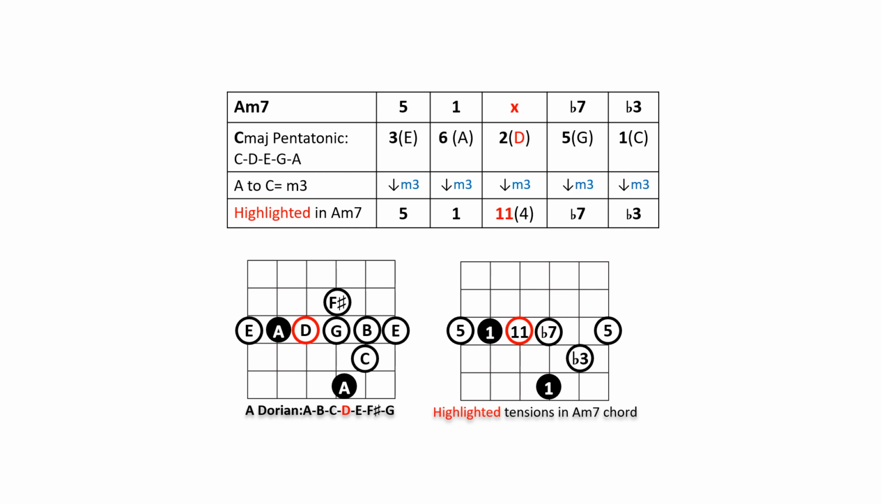When superimposing the relative C major pentatonic over A minor 7, the shortcut to find the emphasized tones is to use the minor third interval between roots A and C as a reference. 5, 1, 4, flat 7, flat 3 are located a minor third above 3, 6, 2, 5, 1, which are the major pentatonic scale degrees ordered in fourths.